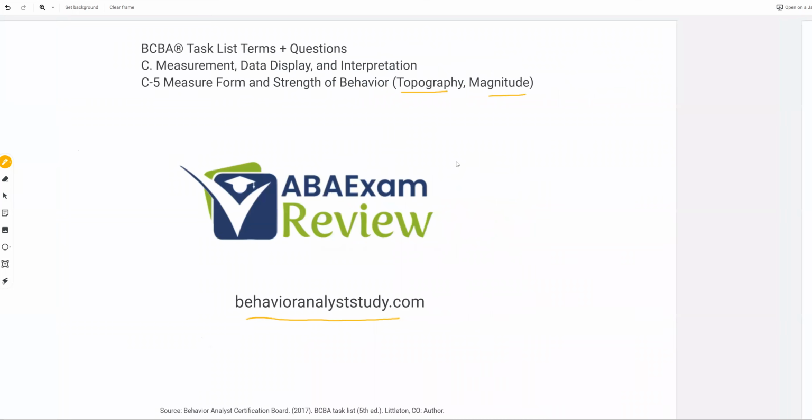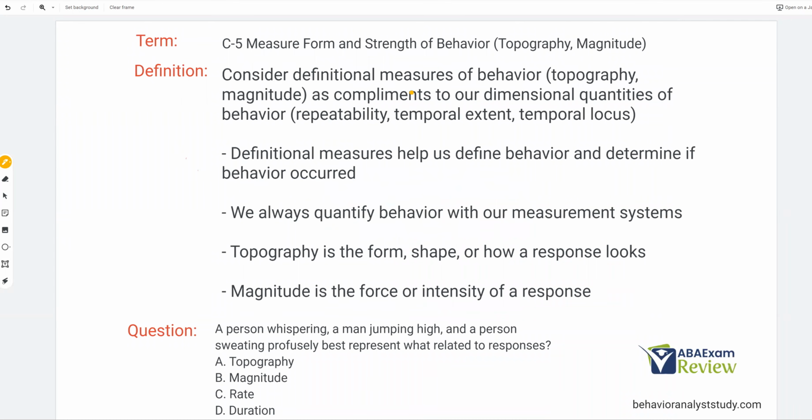Let's get going. Okay, so we're considering definitional measures of behavior as complements to our dimensional quantities of behavior. Now, what does that mean? All that means is we're going to use things like topography and what the behavior looks like, and magnitude, the force or intensity of behavior, to help define and flesh out the quantitative measures of behavior. And why do we do this?